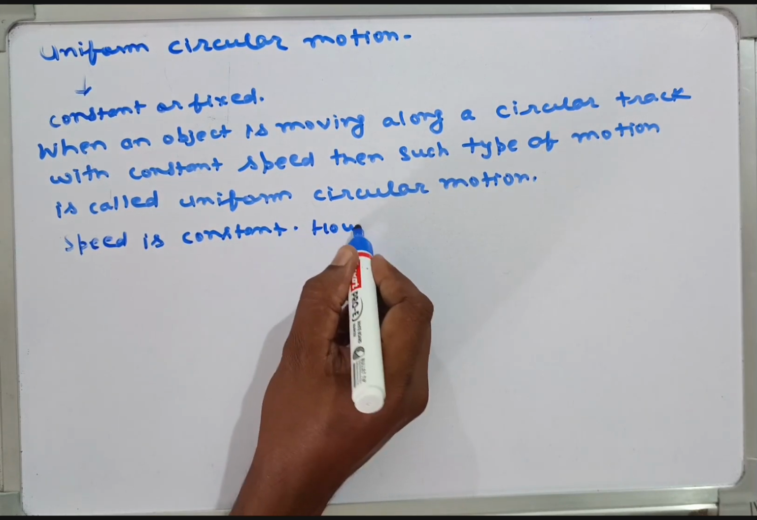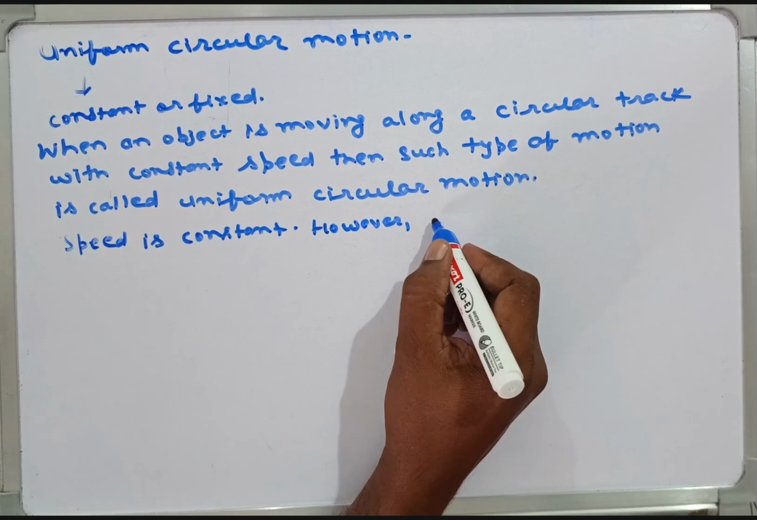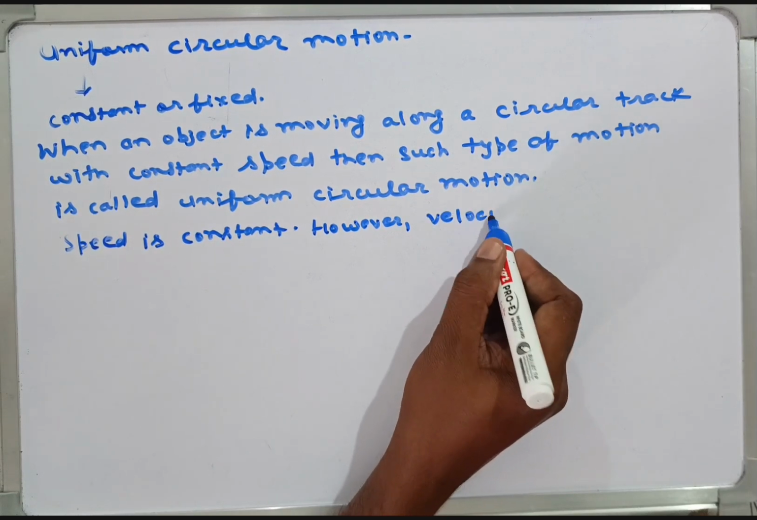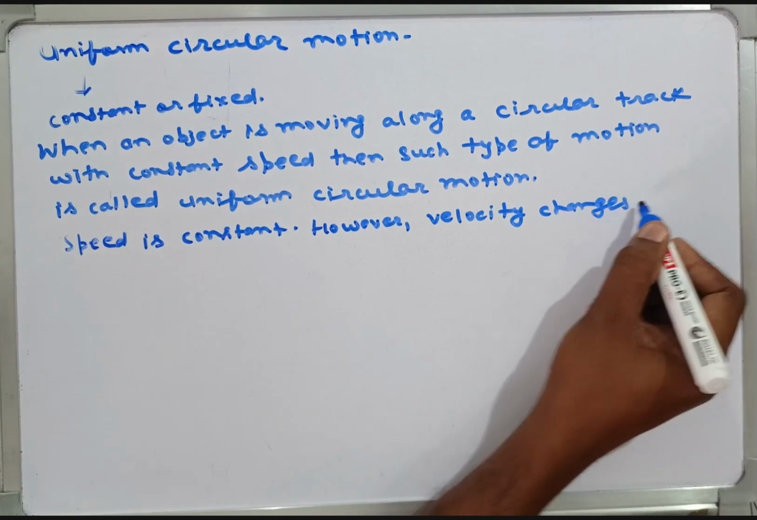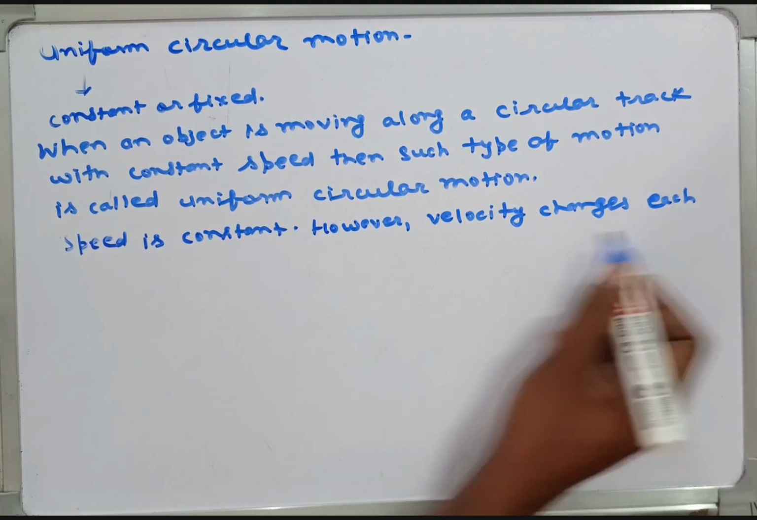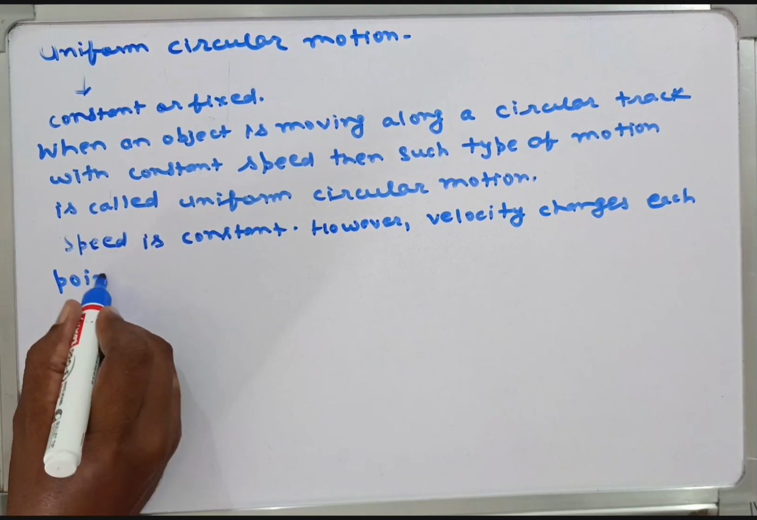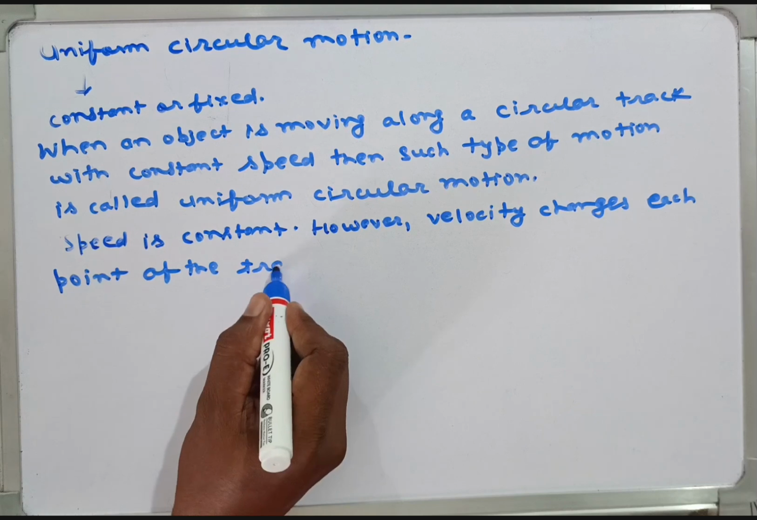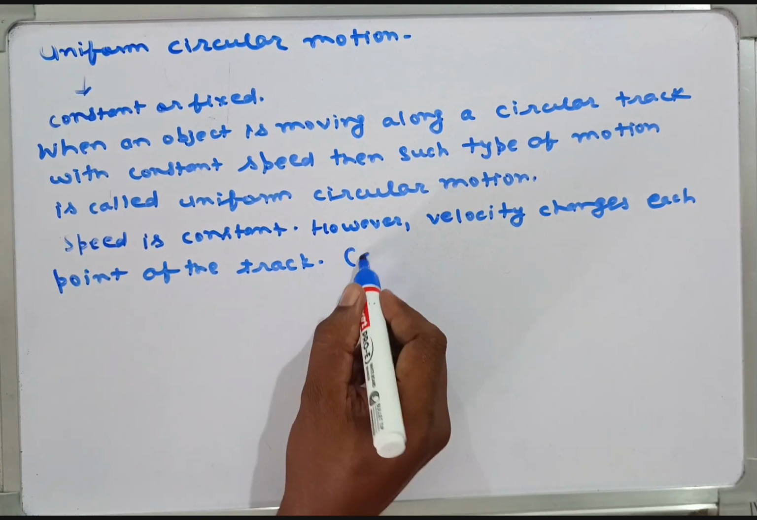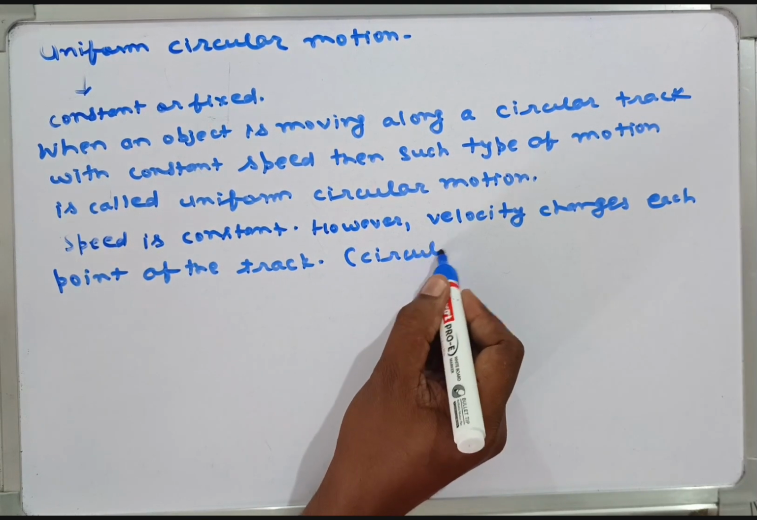Okay guys, in the case of circular motion, speed is constant, however velocity changes at each point of the track. Here the track is circular.